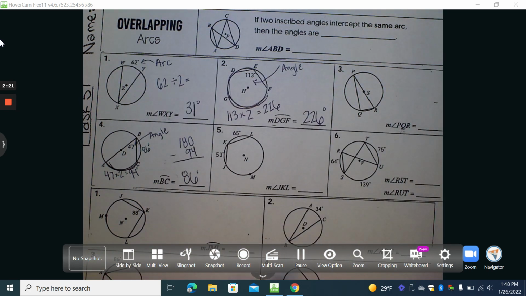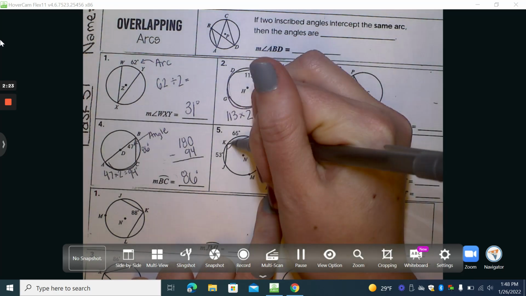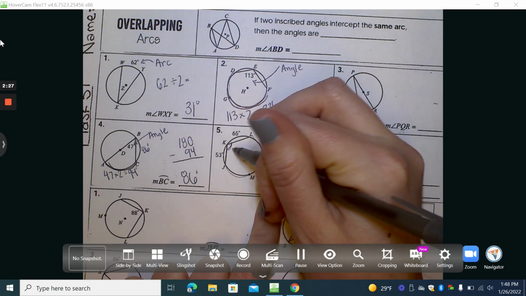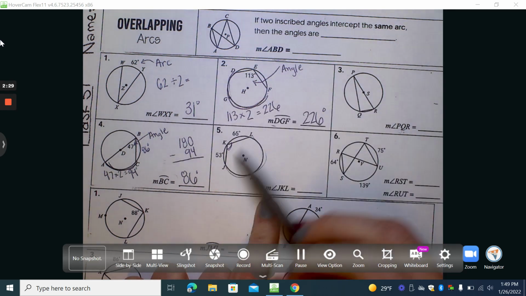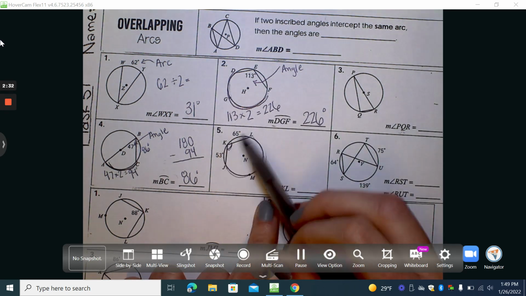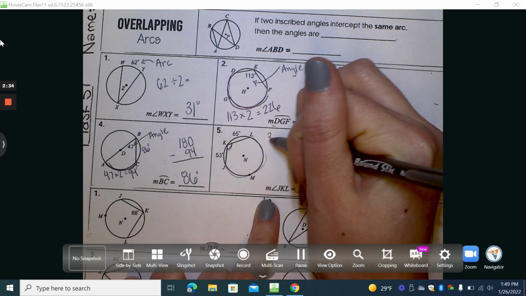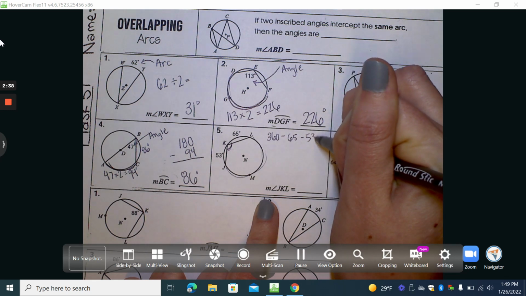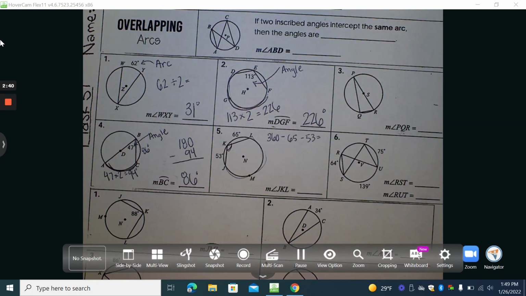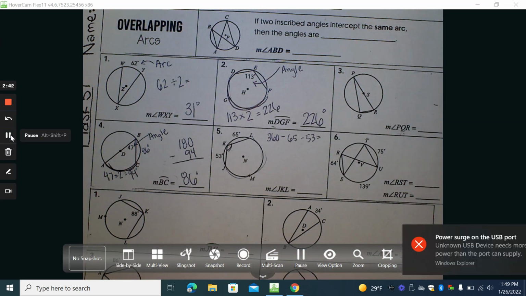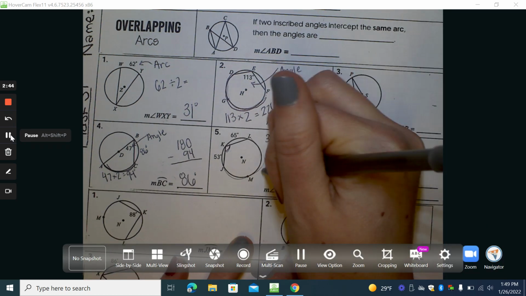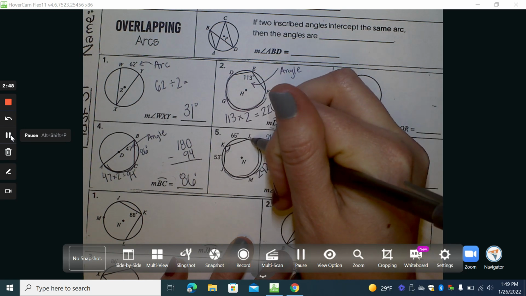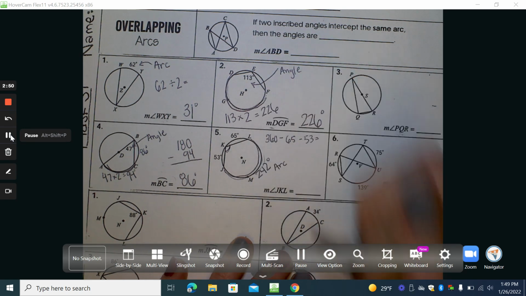And the last one, it's asking for this angle inside. So we need to know what this arc is in order to find my angle. So let's start by, we have a whole circle and we have these two pieces. Let's go ahead and subtract from 360. 360 minus 65 minus 53. That'll give me that arc JML, which is 242 degrees. So my arc is 242.